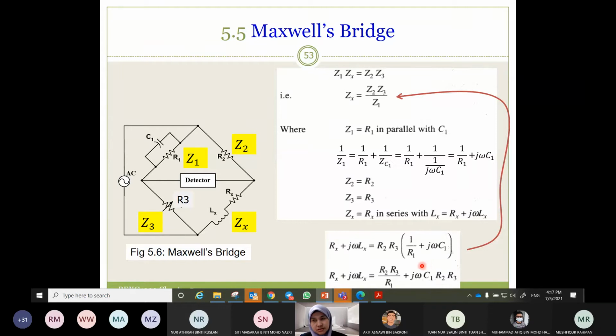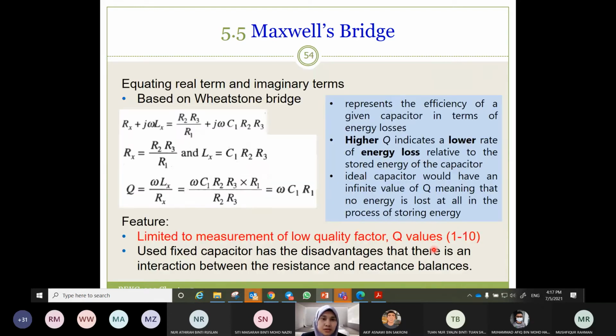The fourth step is to expand the equation. So Rs plus J omega Ls is equal to R2 R3 divided with R1, and then plus R2 R3 multiplied with this J omega C1. So the third step is to substitute all the Z and expand. And then we come to the fourth step.